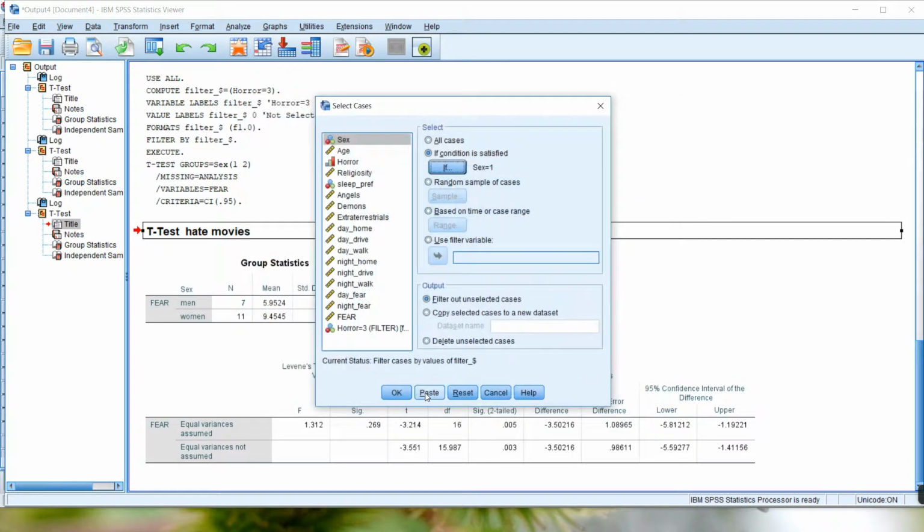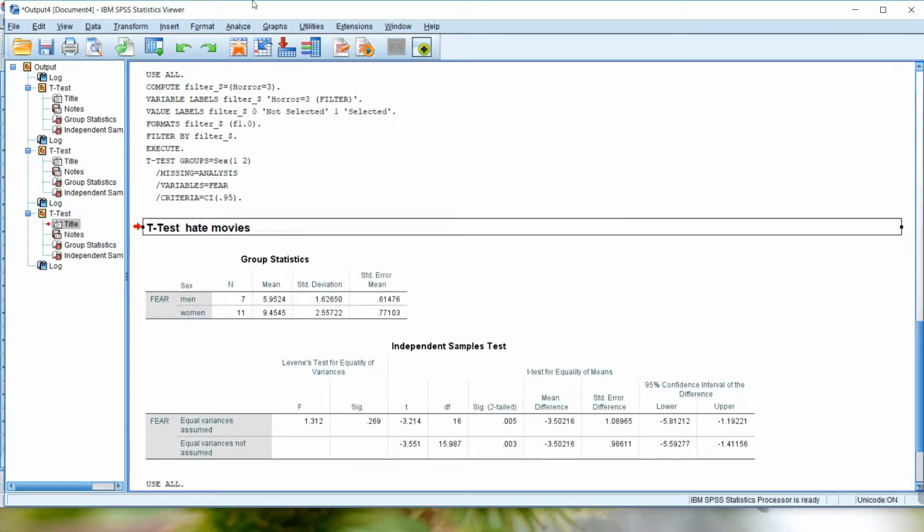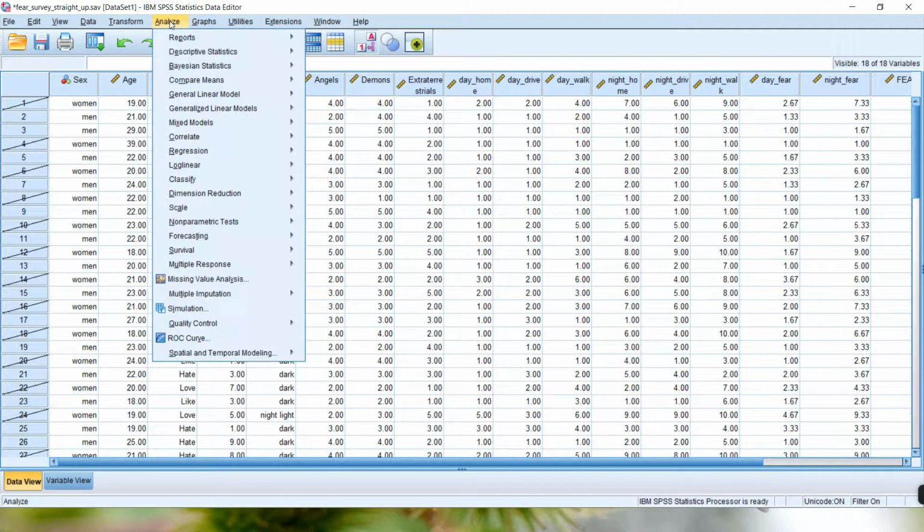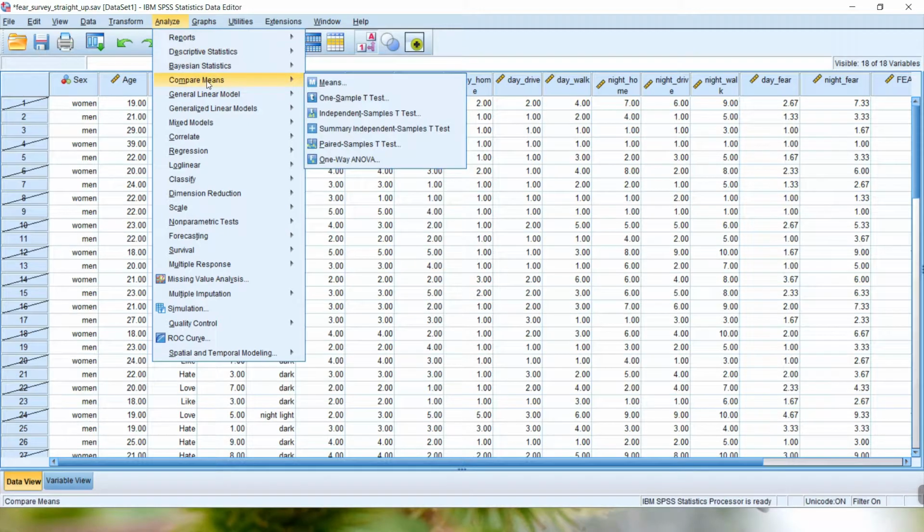So if you hit continue and then OK, if we were to look at our data set, we can see that only the men have been selected. Because we want to compare love, like, and hate, we're going to have to do a one-way independent ANOVA. So that's no longer 2 means, it's 3 or more. So we go to Analyze, Compare Means, One-Way ANOVA. This is a one-way independent ANOVA.